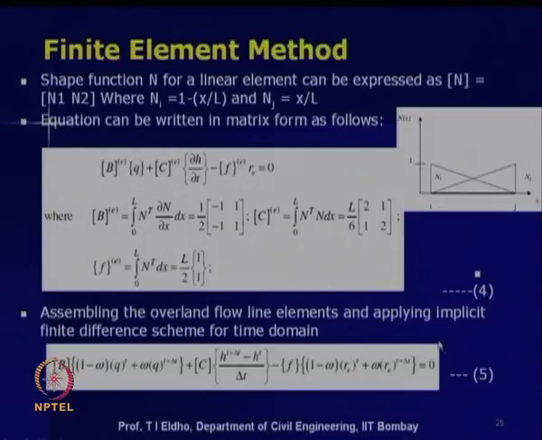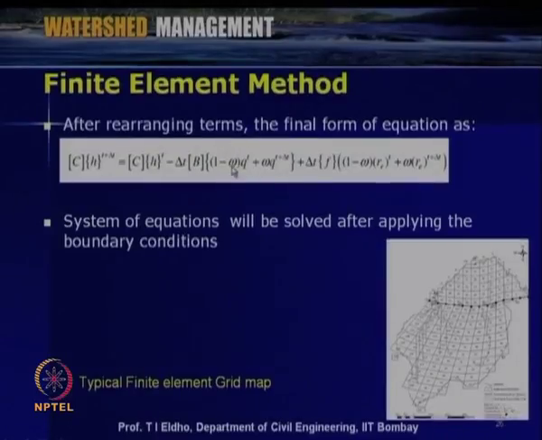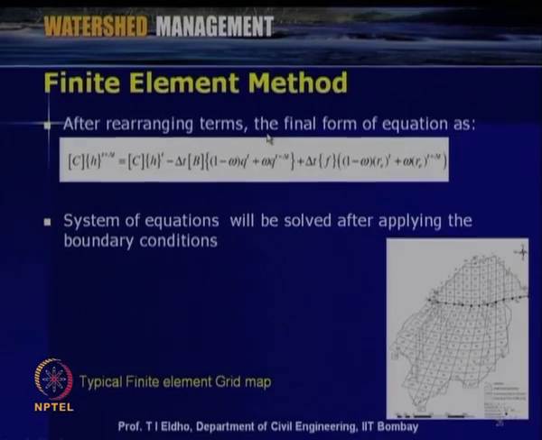This model was developed in IIT Bombay by one of my PhD students. He used an implicit finite difference scheme as we mentioned here. The final system of equations is given here, and after rearranging the terms we get a final system like this. If you are using the Crank-Nicolson scheme, omega will be 0.5. In this scheme we apply the boundary conditions and initial conditions, and then we can solve the system of equations. So, we can find the unknowns like depth of flow, velocity or discharge at a given location by solving the system of equations in the finite element method.